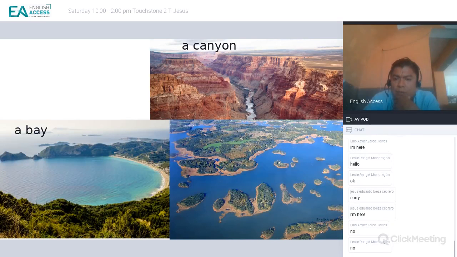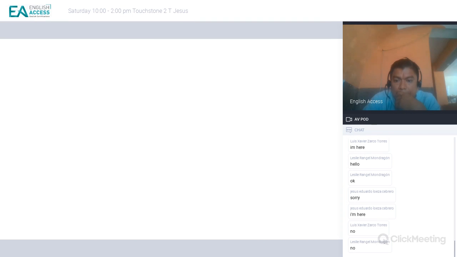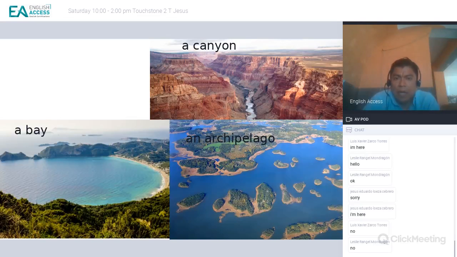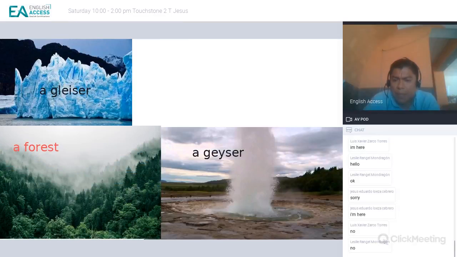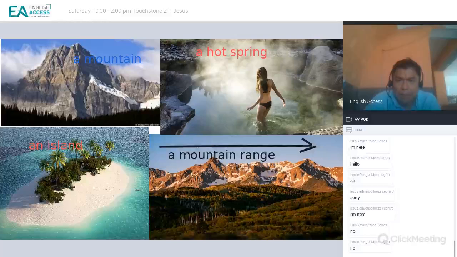And what is this group of islands? This group of islands is one group. So one group is an archipelago. Yes? And that's it for now. So look at all those things. Are these made by man? Are these things made by man? Who made them?